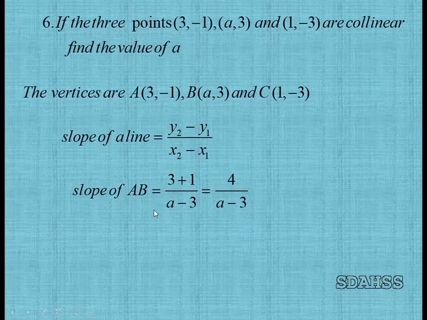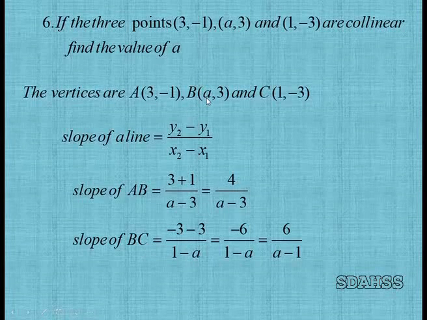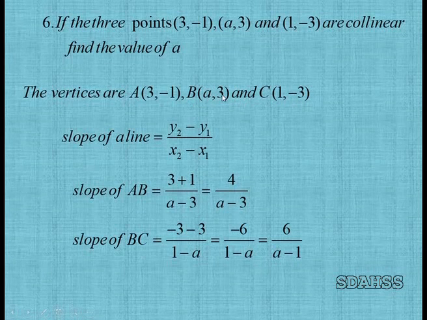Slope of AB is equal to, this is x1 y1 and this is x2 y2. Substitute the values. So you have 3 plus 1 divided by a minus 3, which is equal to 3 plus 1 means 4 divided by a minus 3. And then find slope of BC. Slope of BC is equal to, now this is x1 y1 and this is x2 y2. Substitute the values. So minus 3 minus 3 is minus 6 divided by 1 minus a.